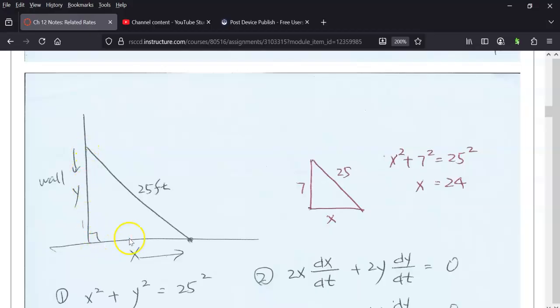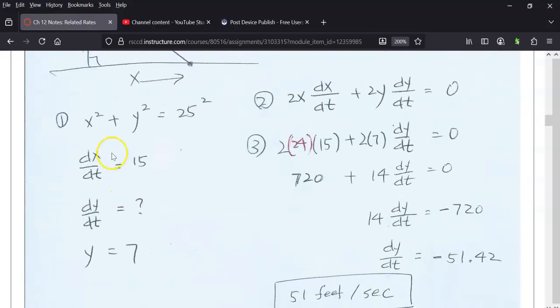While x is opposite, as the base of the ladder slides outwards, x is going to increase. That's why the change in x, which is dx dt, is positive, but the change in y is negative because the ladder is coming down towards the ground. So the answer is 51 feet per second.